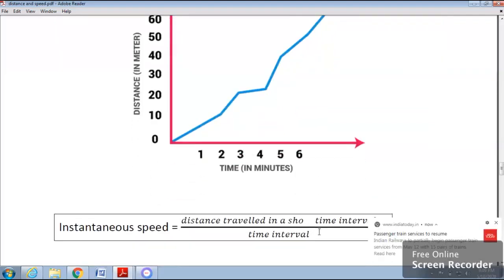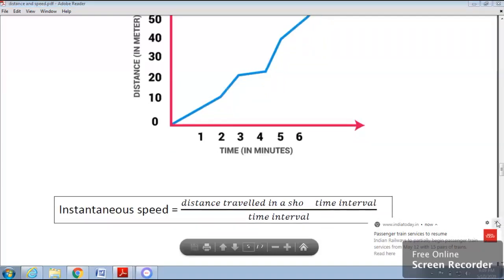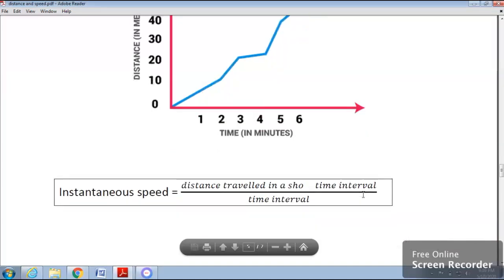Moving on to the next topic, instantaneous speed. Instantaneous speed is when the speed of a body keeps on changing. Its speed at any instant is measured by finding the ratio of the distance traveled in a very short time interval to the time interval. This is called instantaneous speed: distance traveled in a very short time interval by the time interval.